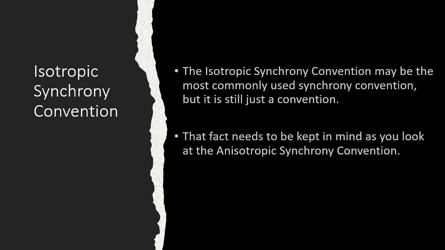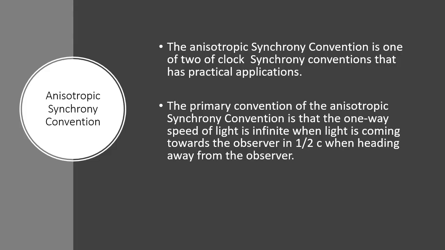That fact needs to be kept in mind as you look at the Anisotropic Synchrony Convention. The Anisotropic Synchrony Convention is one of two clock synchrony conventions that has practical applications. The primary convention of the Anisotropic Synchrony Convention is that the one-way speed of light is infinite when light is coming towards the observer and 1/2 c when heading away from the observer.